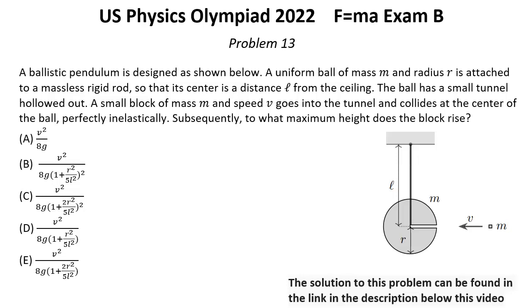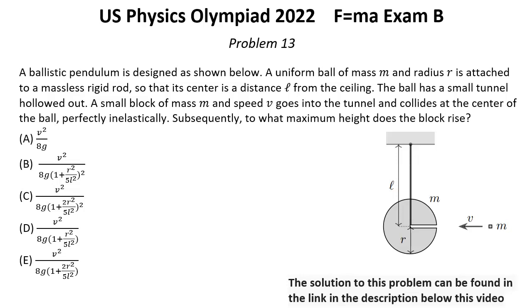The ball has a small tunnel hollowed out. A small block of mass m and speed v goes into the tunnel and collides at the center of the ball perfectly inelastically. Subsequently, to what maximum height does the block rise? Solution for problem number 13.